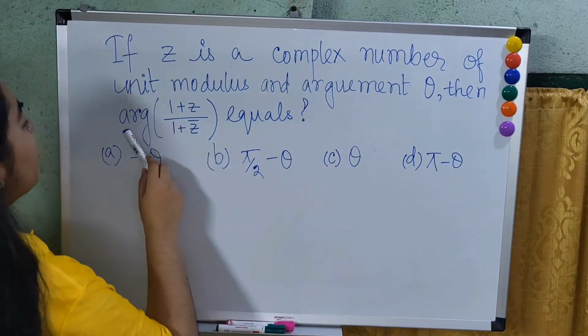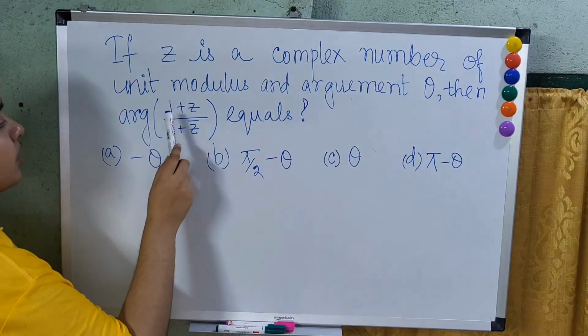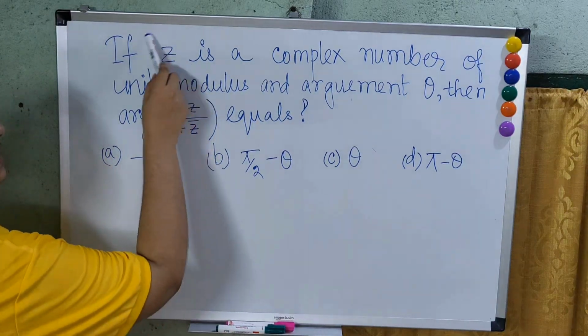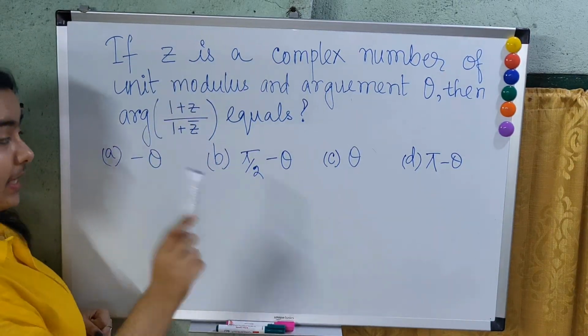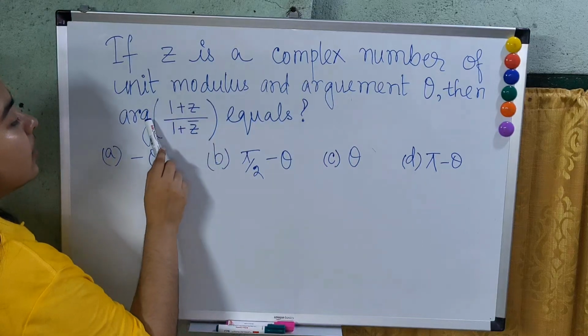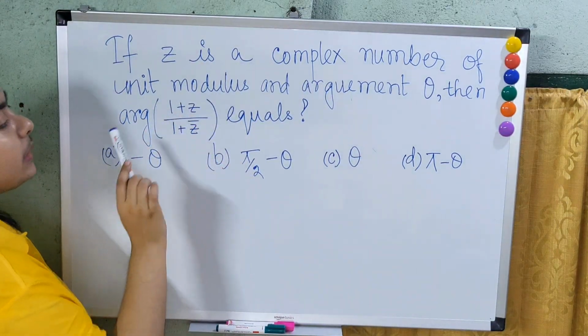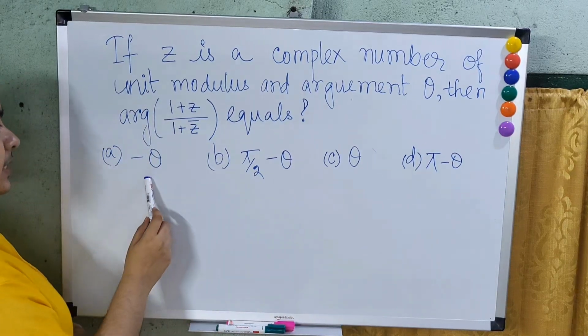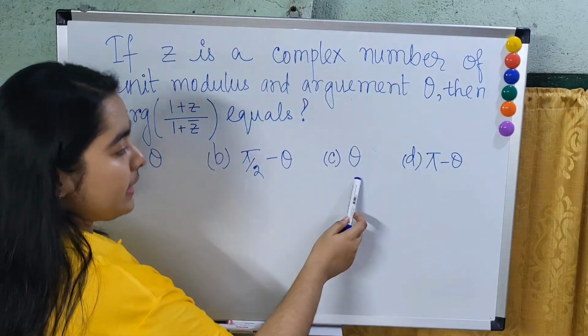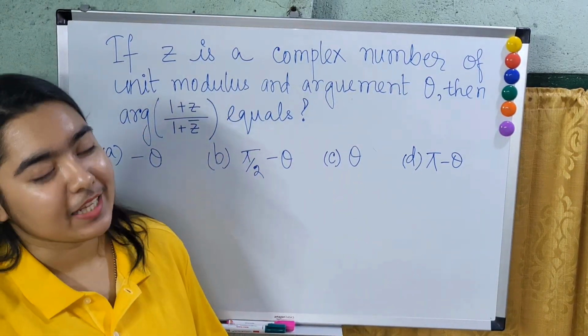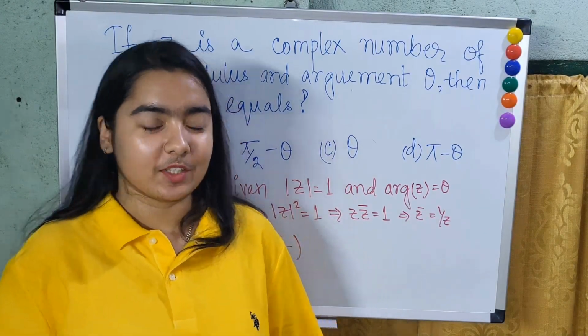What is that? We need to find the value of the argument of (1 plus z) divided by (1 plus z bar). What is this equal to? Is it minus theta, pi by 2 minus theta, theta or pi minus theta? Let's find out. Now hopping on to the explanation.